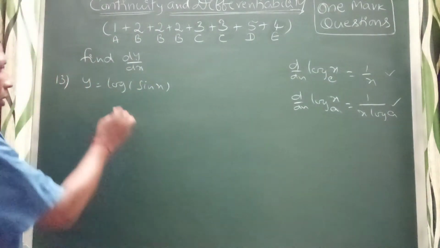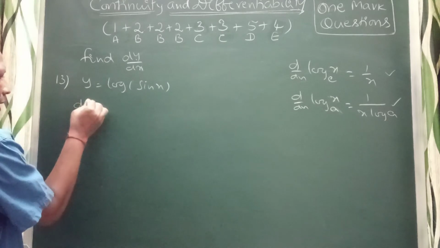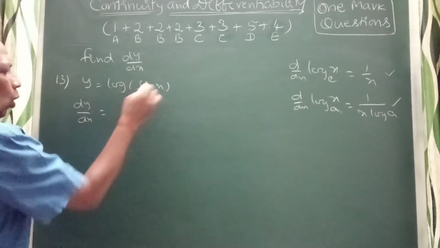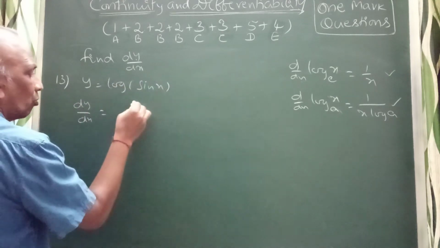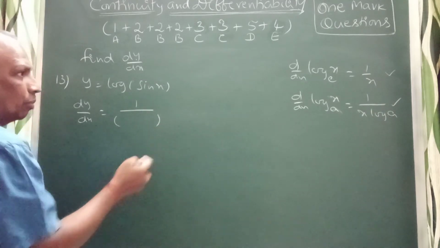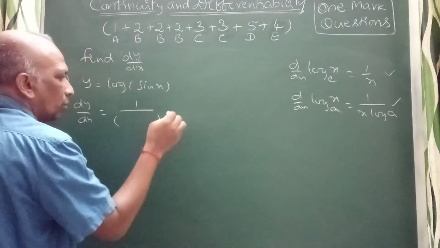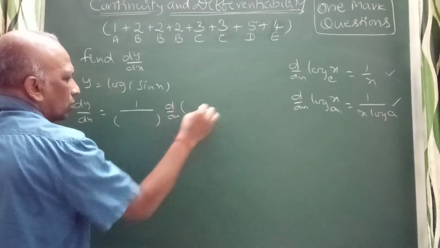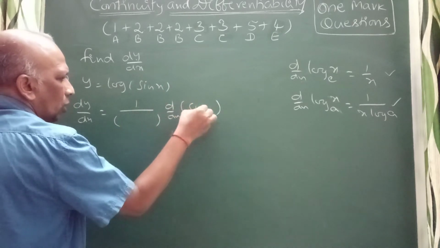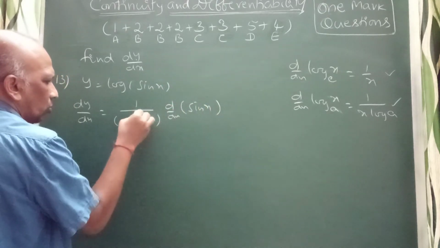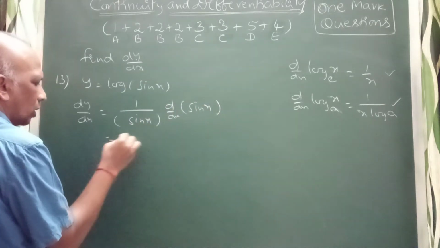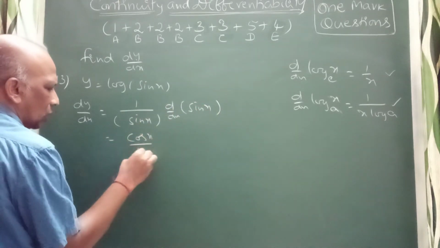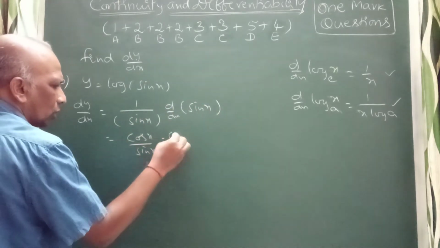Now you can see here y equals log of sin x. For dy by dx, when it is log of something, we get 1 by something into d by dx of something. We can write here sin x. The derivative of sin x is cos x. You get cos x by sin x, so cot x.